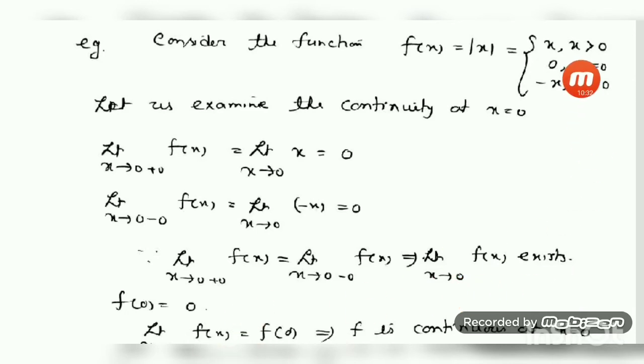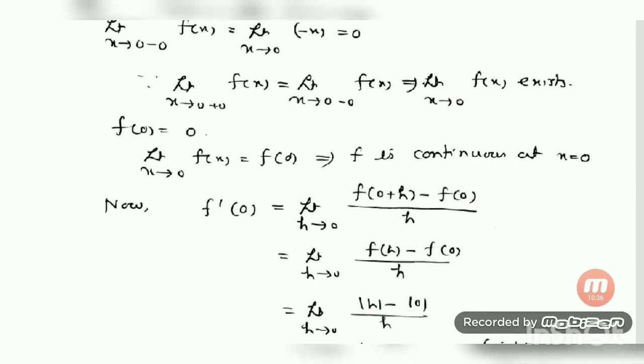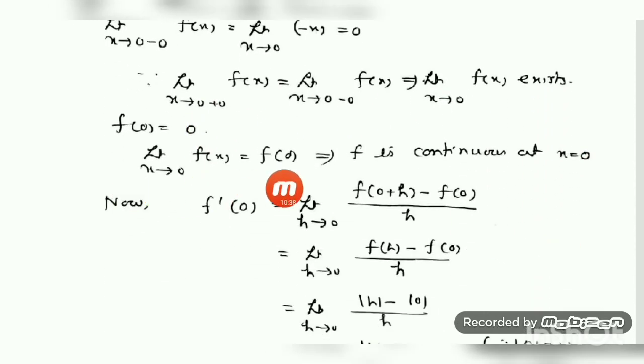And what is f of 0? For x equal to 0, it is equal to 0. So f of 0 is equal to 0. So we have seen that limit value is equal to function value. Hence, f is continuous at the point x equal to 0. That means we have seen here that modulus function is continuous at the point x equal to 0. Now let us consider the differentiability at the point x equal to 0.